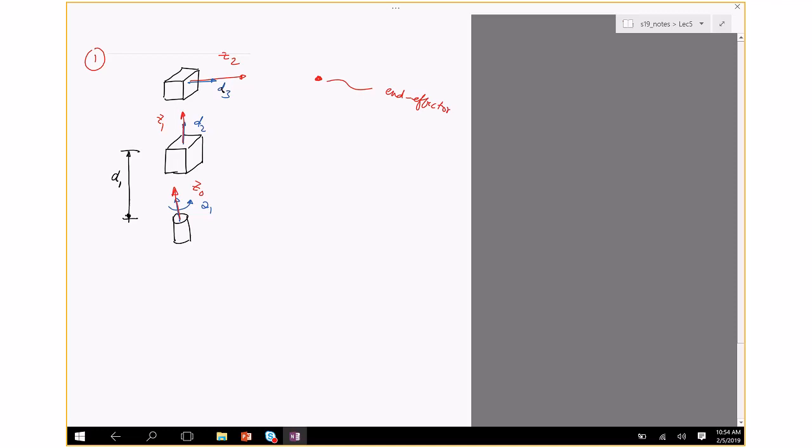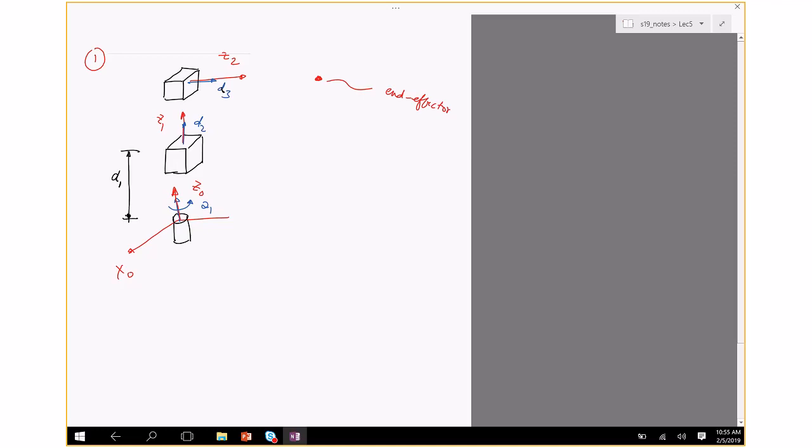The way we do this is you make an arbitrary choice for x0 and y0. You could choose x0 to be this way, this way, any way you want, but it has to be 90 degrees to z0. That's clearly the condition. In this case, I chose x0 to be in this fashion. Again, you could have chosen it this way. Absolutely fine.